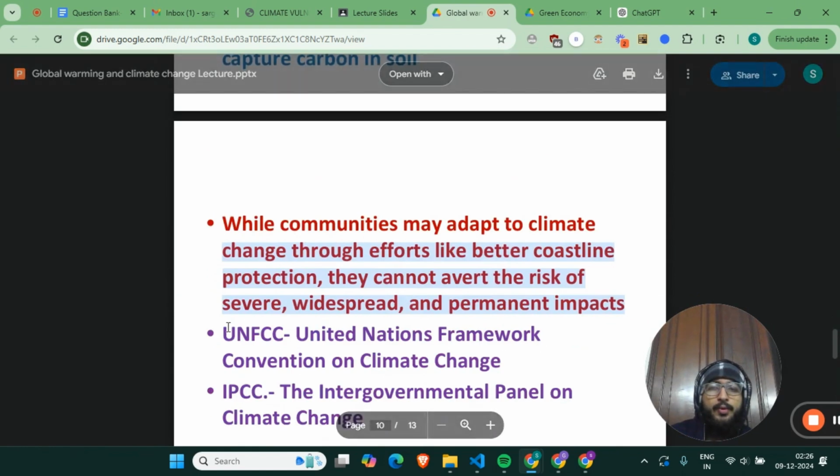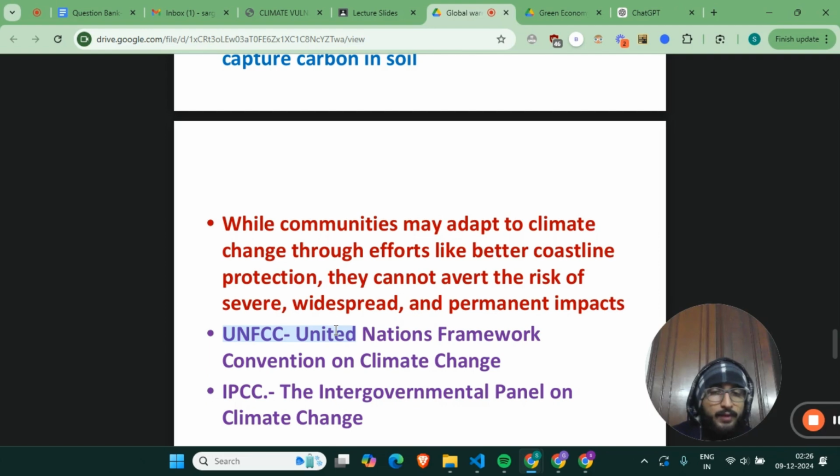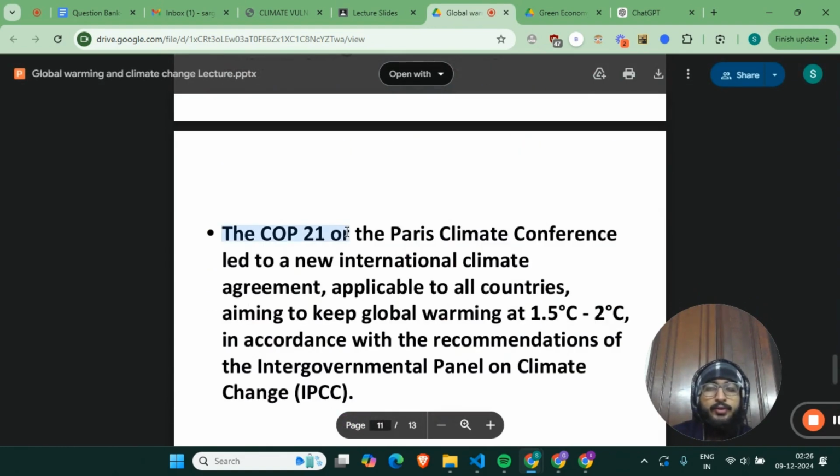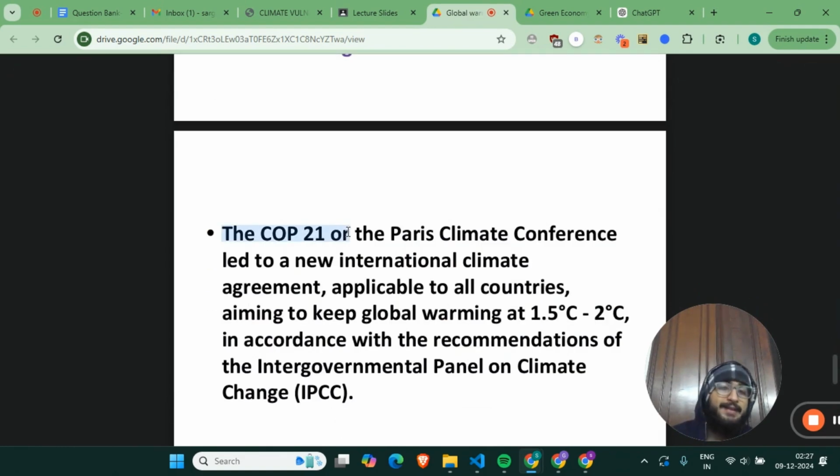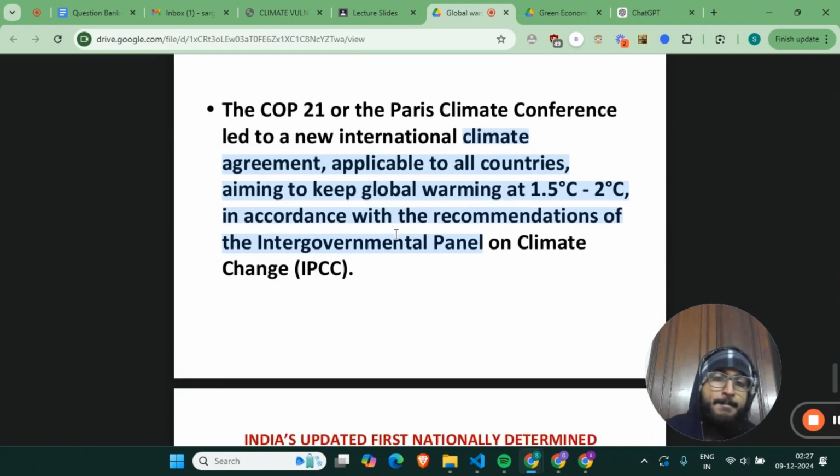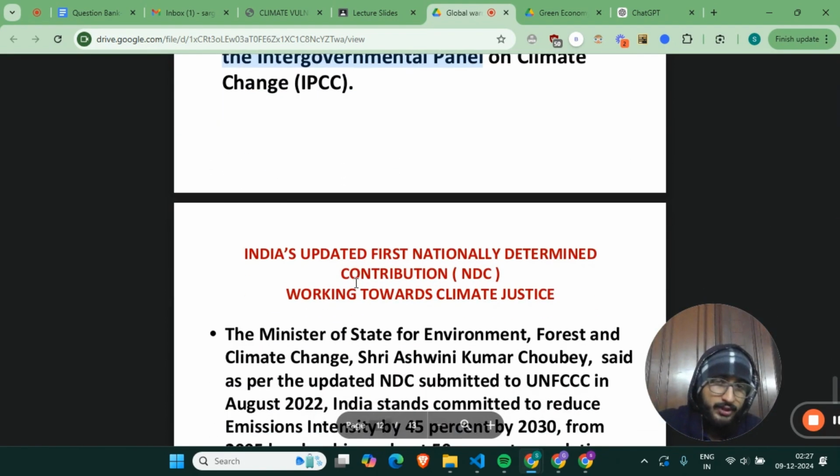UNFCCC is the United Nations Framework Convention on Climate Change. IPCC is the Intergovernmental Panel on Climate Change. The COP21, or the Paris Climate Conference, led to a new international climate agreement applicable to all countries, aiming to keep global warming at 1.5 to 2 degrees Celsius in accordance with recommendations of the Intergovernmental Panel on Climate Change, IPCC. Right. So, India's updated first nationally determined contribution, NDC, working towards climate justice.